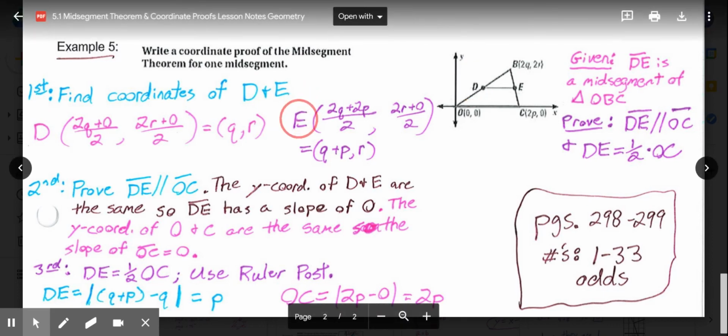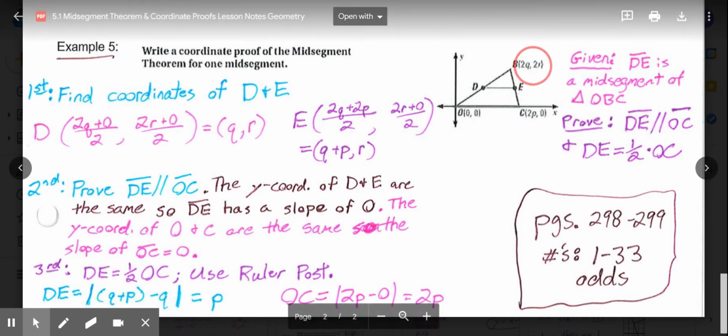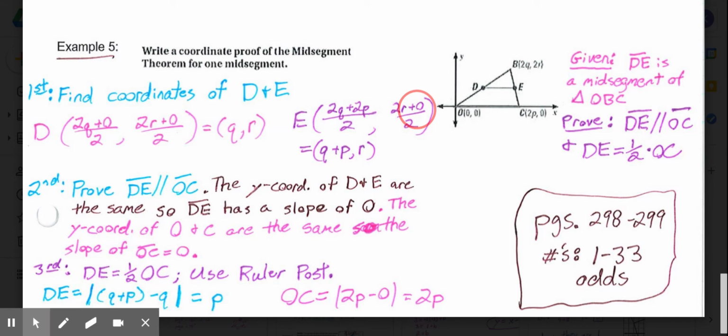Then we're going to do the same thing with E. E is the midpoint of BC, so we need to figure out E's coordinates. So the x values added, 2Q plus 2P divided by 2, and then the y values added, 2R plus 0 divided by 2. That gives us for our x value, Q plus P, and for our y value, R. So that would be the coordinates for E.